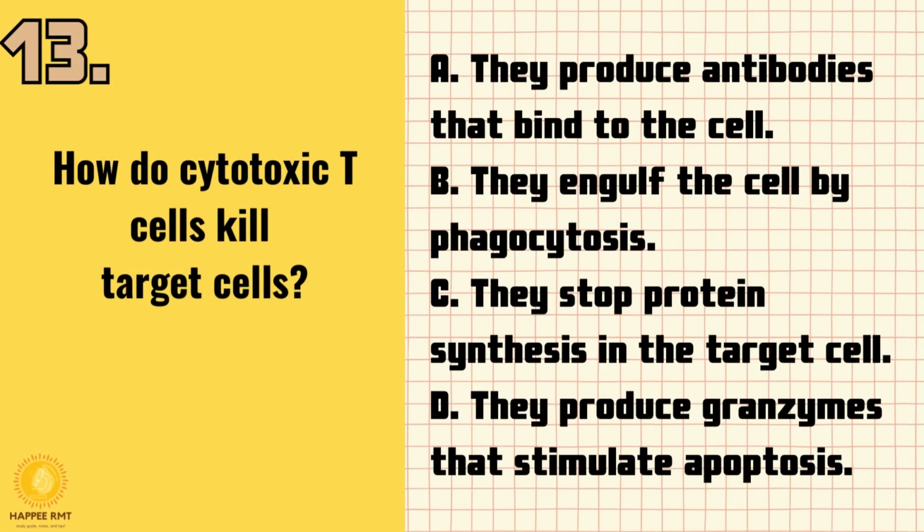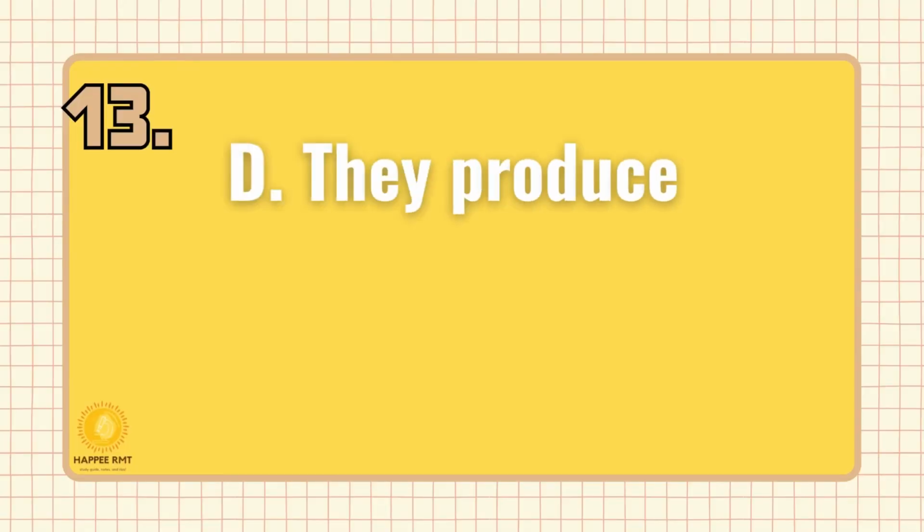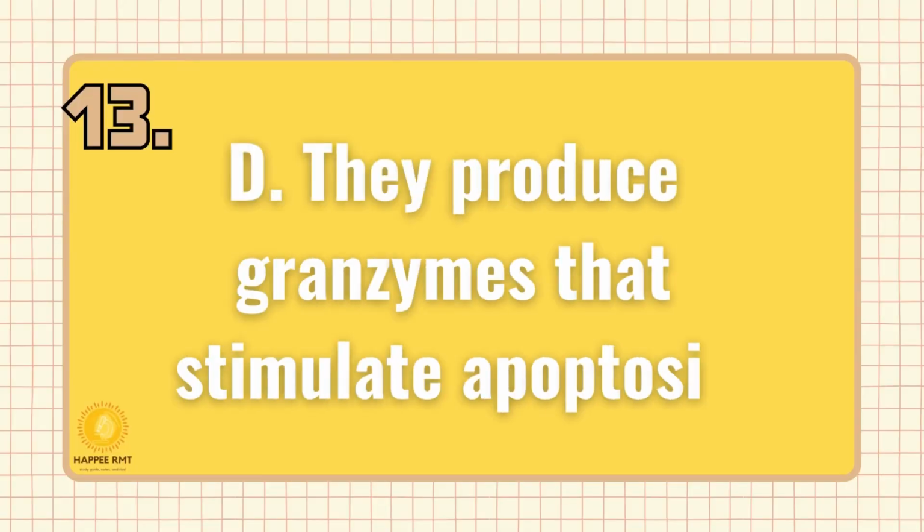Number 13. How do cytotoxic T cells kill target cells? A. They produce antibodies that bind to the cell. B. They engulf the cell by phagocytosis. C. They stop protein synthesis in the target cell. Or D. They produce granzymes that stimulate apoptosis. Answer is D. They produce granzymes that stimulate apoptosis.